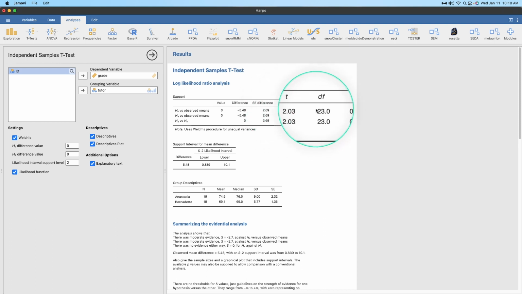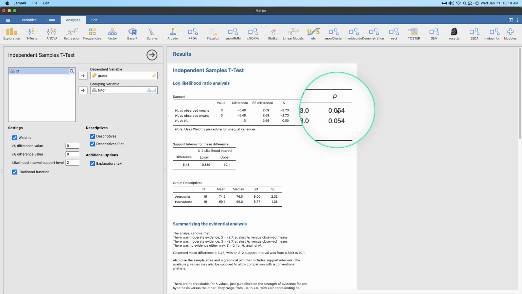Okay, the degrees of freedom is 23 for this t-test, okay? And that is 15 plus 18 minus 2, I believe, right? I don't know. The degrees of freedom is 23. And then here we have the p-value for the null hypothesis versus the observed means, which is 0.054. And if I went and did an independent samples t-test, and we assumed normality, p would be around this value here. And so this is the comparison for frequentists, okay?